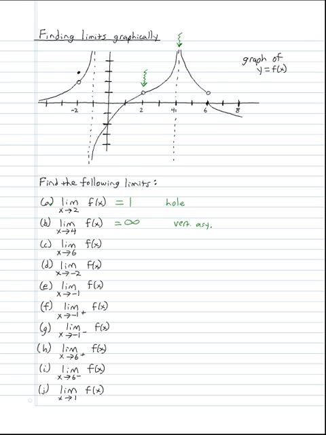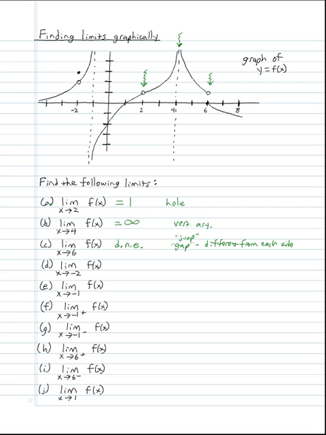Let's take part C, the limit as x goes towards 6. Now here we see that there is a gap or a jump. We've described it using either word. And the idea here is that the limit is different from each side, which means that our two-sided limit as x goes to 6 does not exist because it's different from each side.